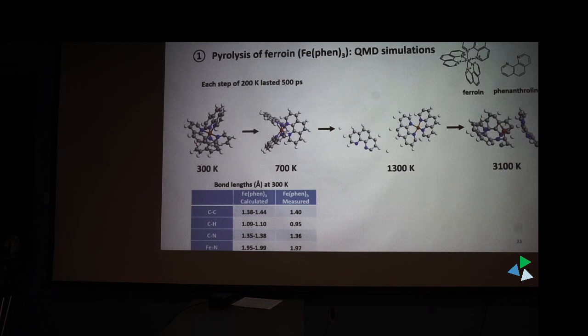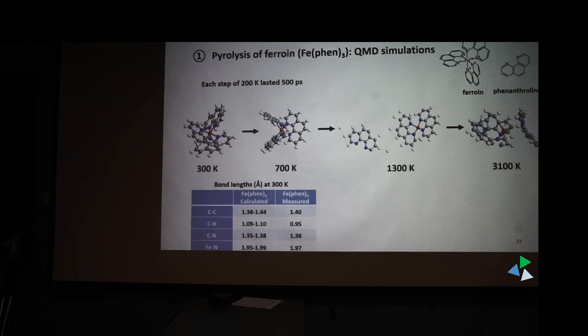So what we did, we increased the temperature in steps of 200 Kelvin during 500 picoseconds for each step. We started at 300 Kelvin, and then we increased the temperature until the structure is completely destroyed. Just to compare our calculations with experiments, you see that for phenylene, the measured values for the C-C bond, C-H bond, C-N bond, iron-nitrogen bond, are in good agreement with the experiment. So we're on the good track.